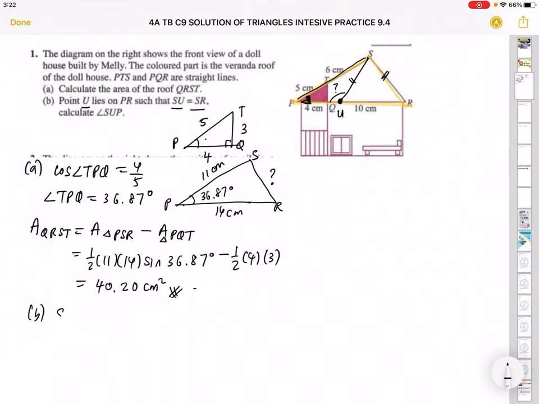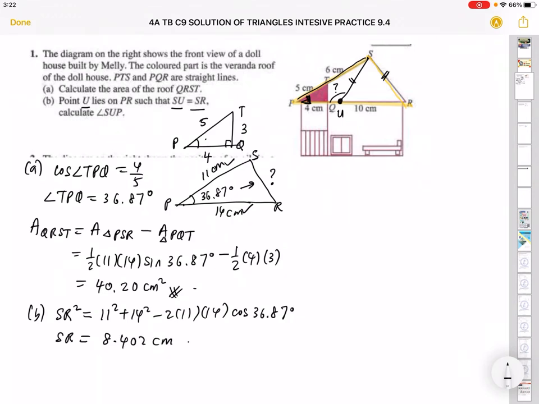To find SR, I'm going to use cosine rule. Now remember, for cosine rule, we take the opposite side. The formula is A squared equals B squared plus C squared minus 2BC cos A. So your SR is your A. Your B and C will be the lengths of the two adjacent sides, 11 and 14. You square them, then cos the angle in between, 36.87. Take your calculator, square root this whole thing. You should get 8.402.